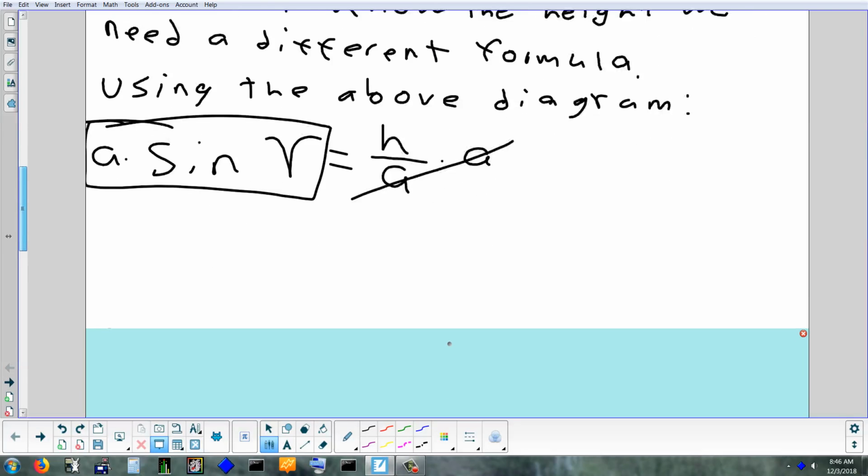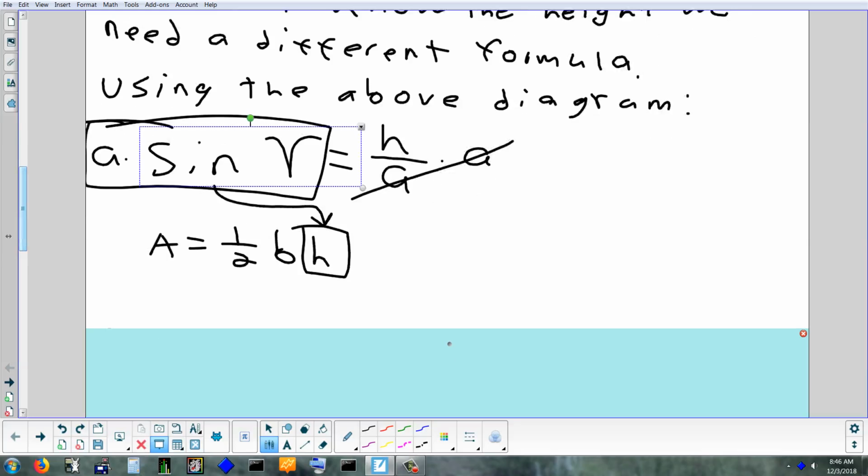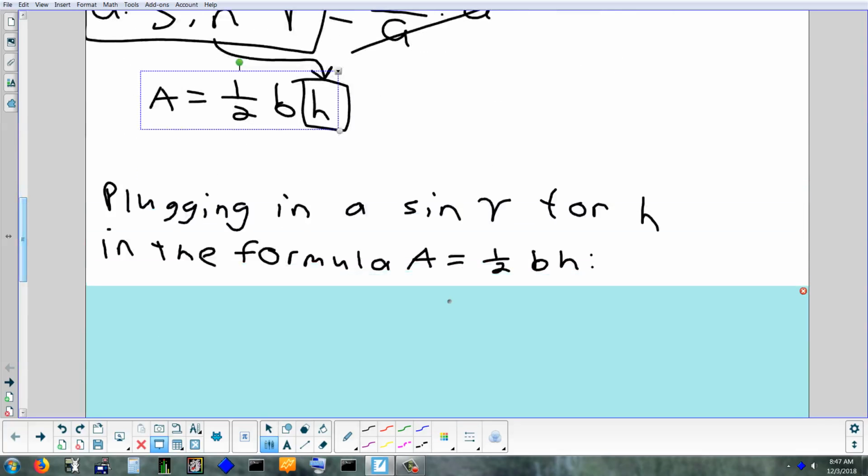Now what we're going to do is take the original formula we had, and instead of writing H, instead of writing what I just put a box around, you can plug in what we just figured out. H is equal to A sine gamma. So now, instead of having the height, if they give you an angle and one of the other sides, like A, you can figure out the height. And that's our new formula. So I'm going to plug in A sine gamma for H, right there.